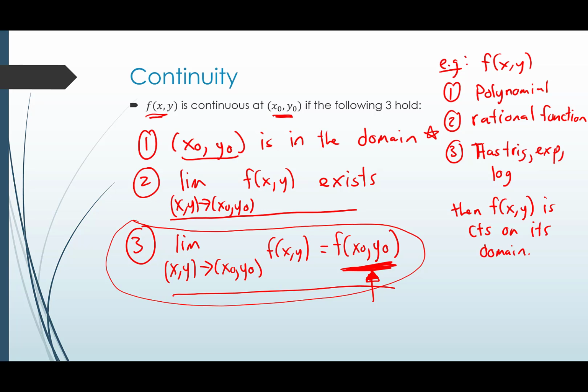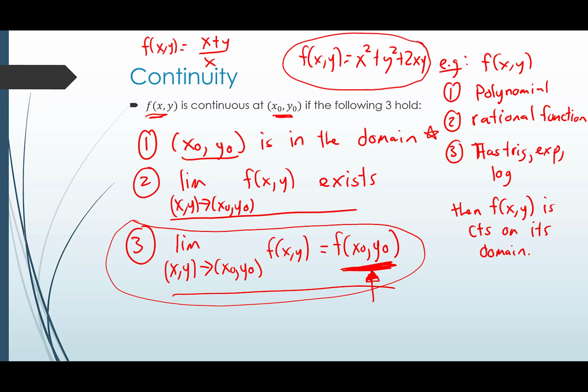So if you're dealing with, for instance, a polynomial, maybe f of x, y equals x squared plus y squared plus 2xy, then we know polynomials are continuous on their entire domain, so this function would be continuous everywhere. Rational functions, for instance, like that limit we just looked at, f of x, y equals x plus y over x minus y, would not be continuous where we blow up the universe when x minus y equals 0.